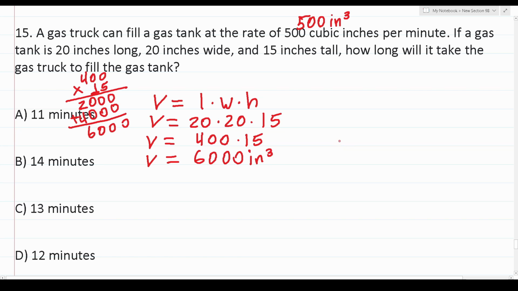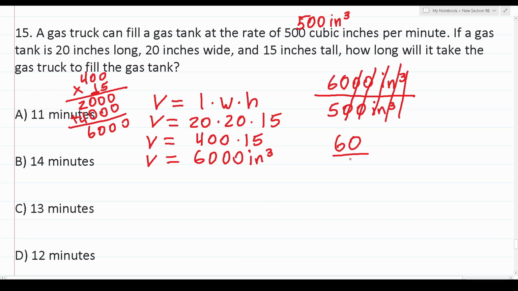All right, so we know our gas truck can fill a gas tank at a rate of 500 cubic inches per minute. So to figure out how long it will take to fill up this gas tank, we're going to do 6,000 cubic inches, which is the volume of our gas tank, and divide it by 500 cubic inches, which is the rate at which this gas truck can fill up gas tanks. All right, and this is actually pretty easy to do. Our units cross out. We can cross out these corresponding zeros and these corresponding zeros, and we're left with 60 over 5. We should know that 60 over 5 is 12. So in other words, it will take this gas truck 12 minutes to fill up this gas tank.